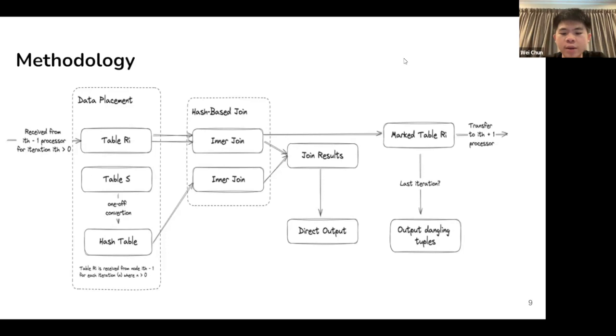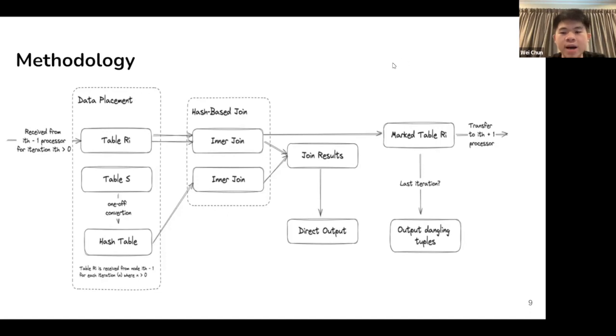Each processor will then send the marked table Ri to the next processor according to the ring topology. Note that the last processor will wrap around and send it to the first processor. The whole process will be repeated n-1 times, where n is the number of processors. On the final iteration, we will then output the marked tuples in table Ri as dangling tuples. That is what is happening in the SOJA algorithm in terms of operations.